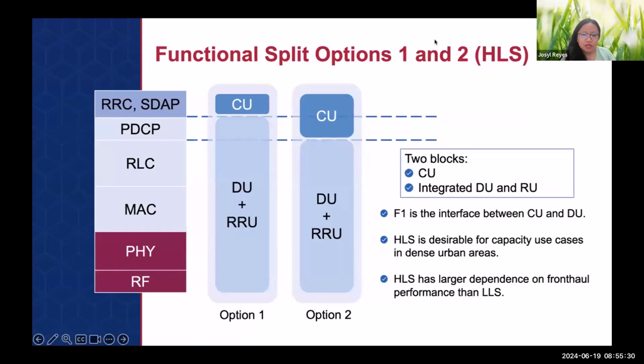The critical interface here would be the connection between the CU and the RDU, which is the mid-haul interface or the F1 interface. That's why it's written there. So this is desirable for capacity use cases in dense urban areas, when the area is fairly dense. So this is the functional split options 1 and 2 in a nutshell. Actually, there are more details than that. Later there will be a link to the whole functional split design, where in each protocol there are many more blocks and much more processing involved.